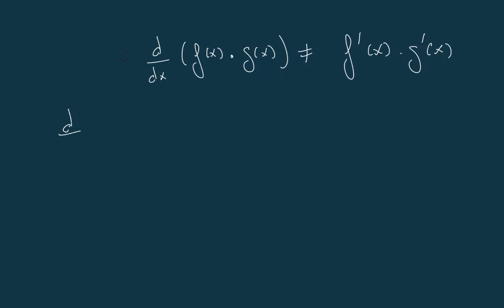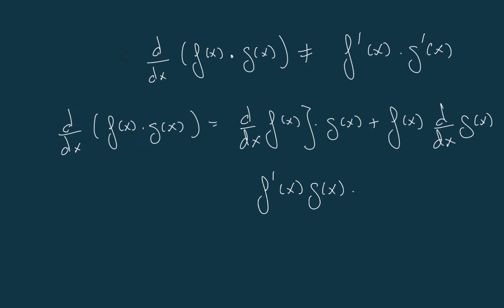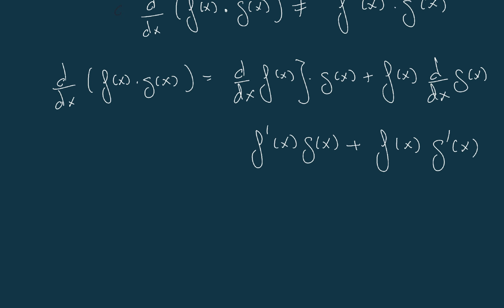The product rule says that the derivative of the product of two functions, f of x multiplied by g of x, is the derivative of the first, f of x, by the second, g of x, plus the first by the derivative of the second, g of x. We can write this as f prime of x g of x plus f of x g prime of x. And this is the product rule.